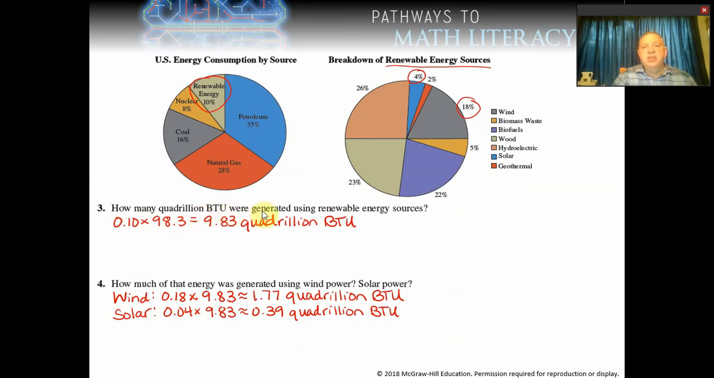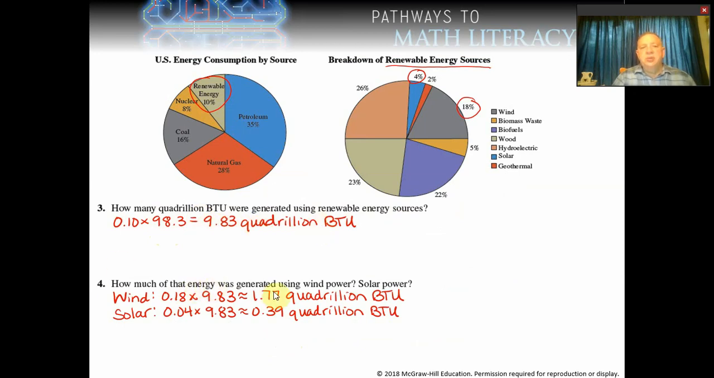How many quadrillion BTUs were generated using renewable energy sources? So here's our renewable energy sources. There's 10%. So 0.10 times 98.3, the 9.83 quadrillion BTUs.